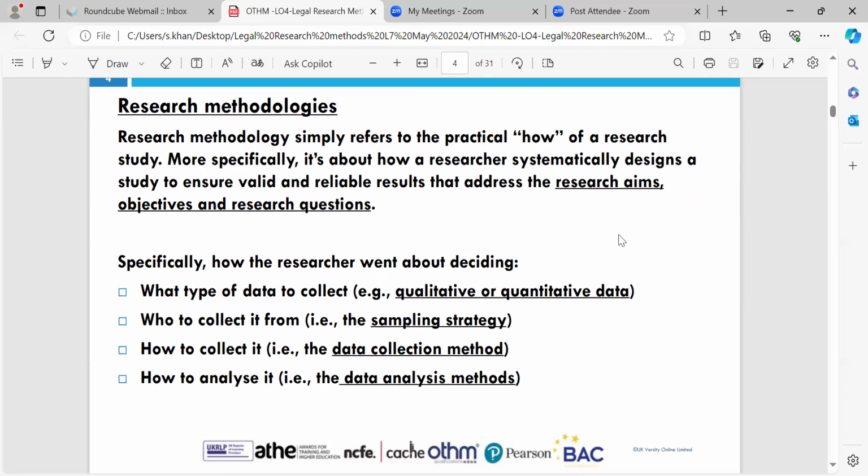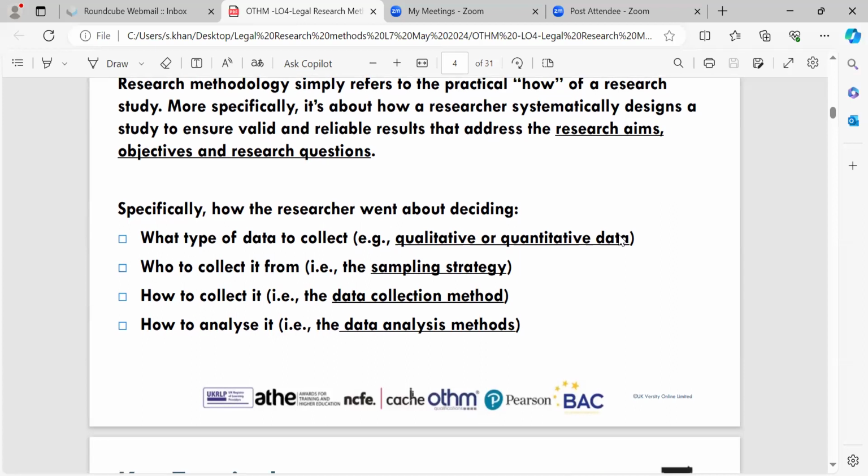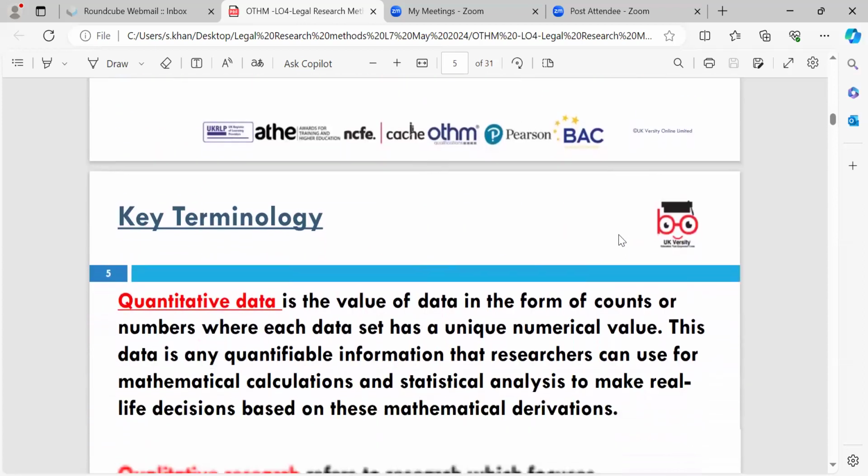So qualitative or quantitative data, who to collect it from. So the sampling strategy, is it the audience? What kind of audience they need to refer to? Is it an organization? How big is the audience? So, where to collect the information from, how to collect it, so the data method, and how to analyze it, and the analysis methods, what methods you will be using.